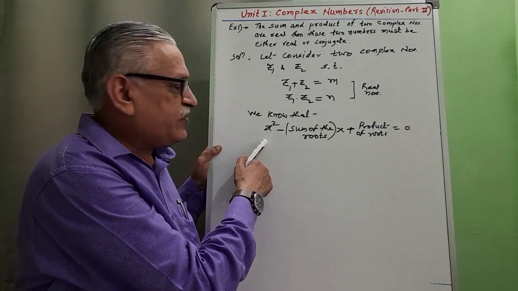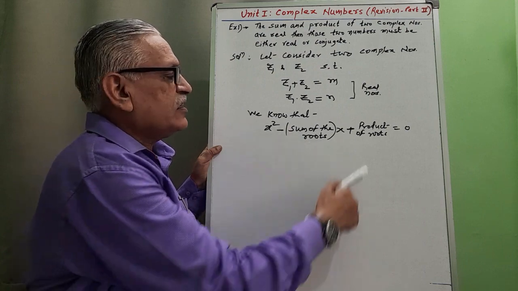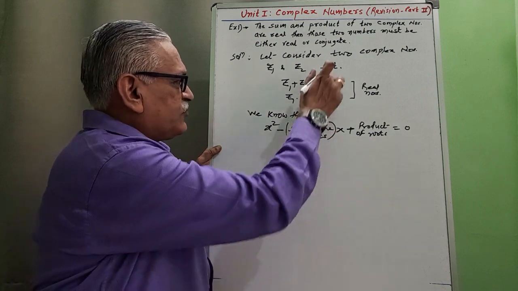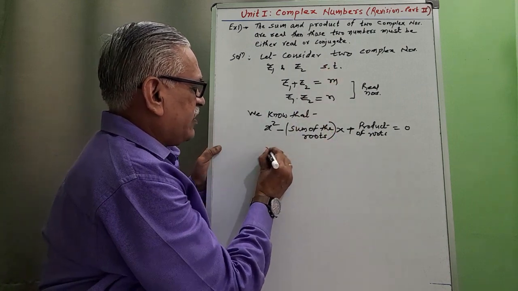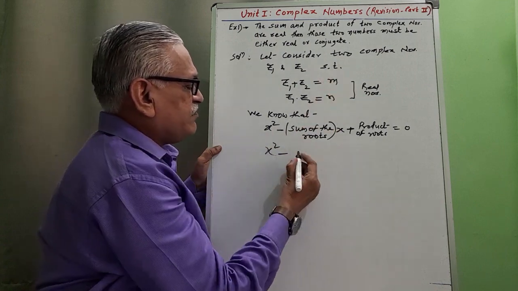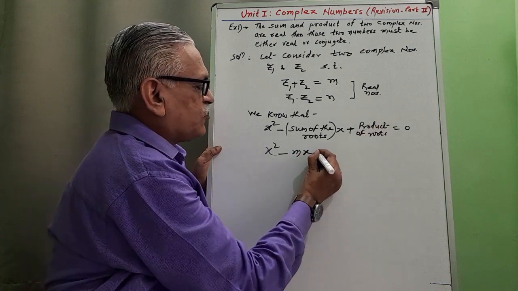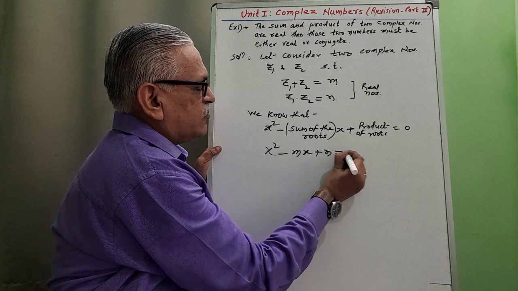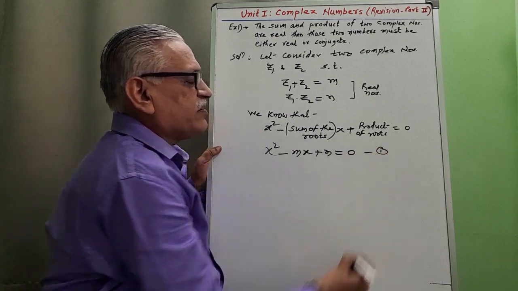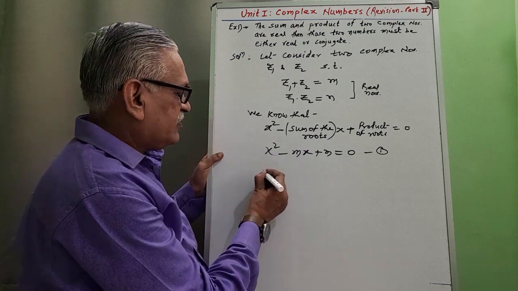For a quadratic equation we have this relation: x square minus sum of the roots into x plus product of roots equals 0. Therefore, substituting these two values here, we get x square minus M into x plus N equal to 0. We call this equation 1. And we try to find the roots of this equation by formula.